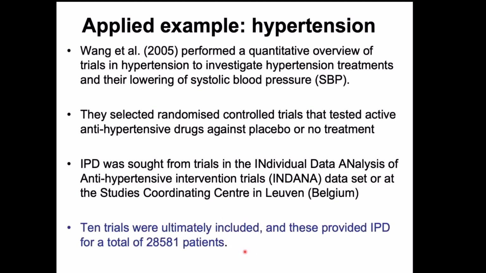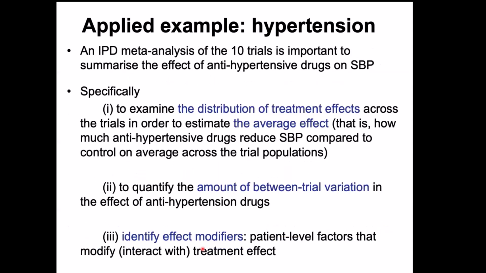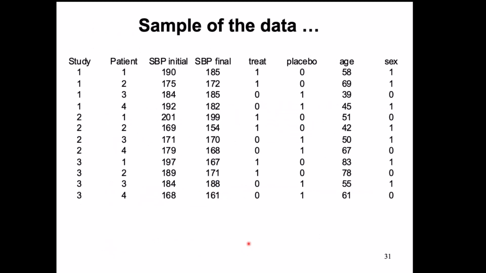So let's go back to the hypertension trials, and we're going to look at an IPD meta-analysis of those hypertension trials. We've actually got very big trials here. We've got about 30,000 patients across those trials, and we're looking to see the overall benefit of treatment effect. We want to summarize the distribution of treatment effects. We want to quantify the amount of between-trial heterogeneity, and ultimately we want to go beyond the overall effect and look at effect modifiers, but let's not do that just yet.